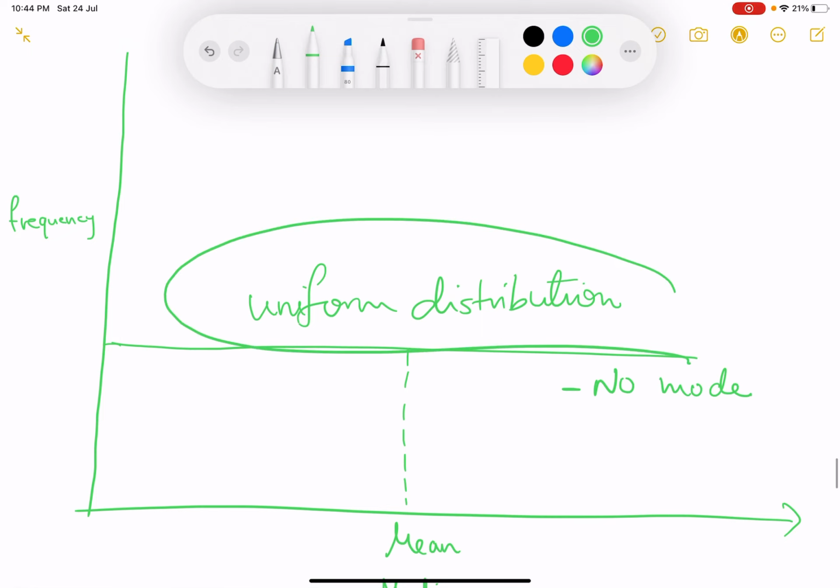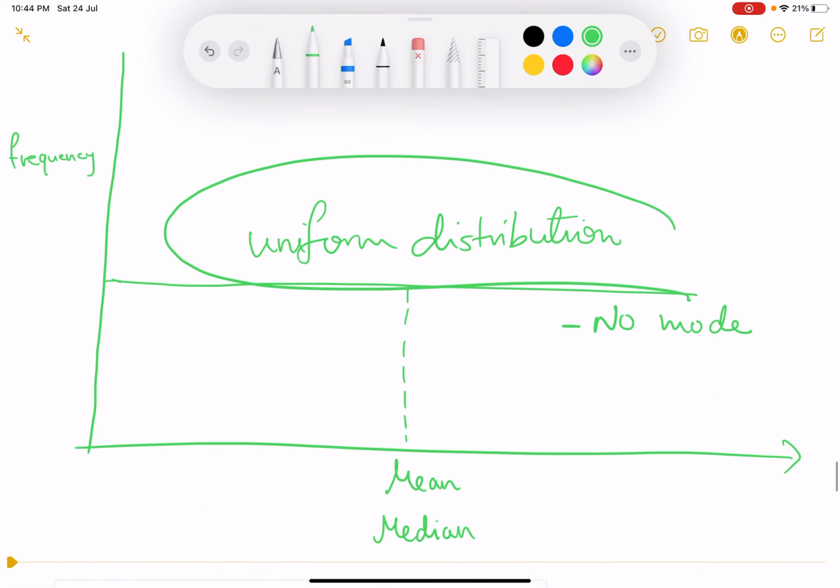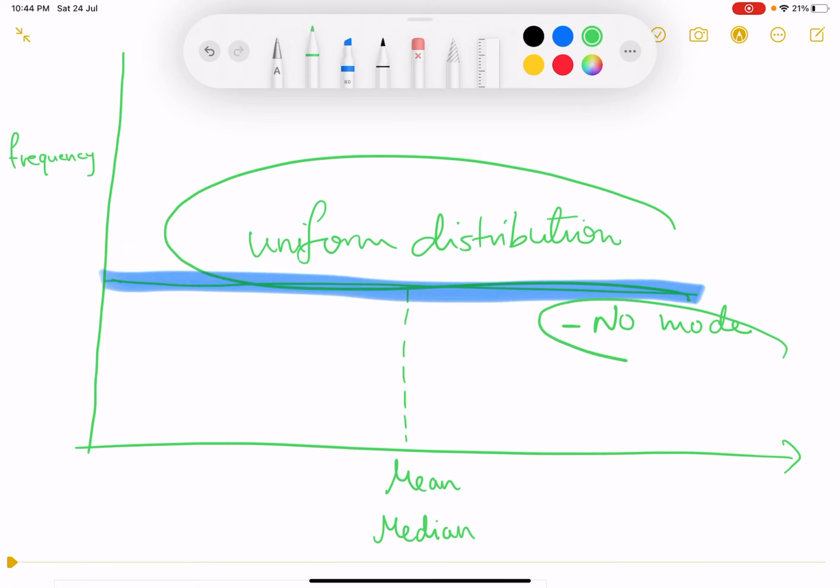Uniform distribution, it just means that we have one line. There is no mode because all the values have the same frequency. The mean and median are located at the middle.